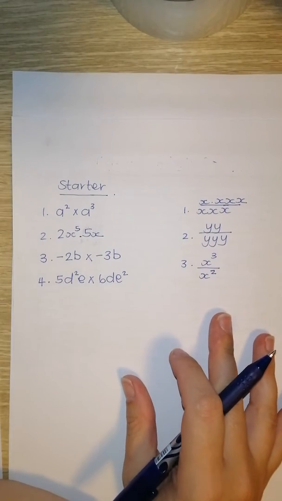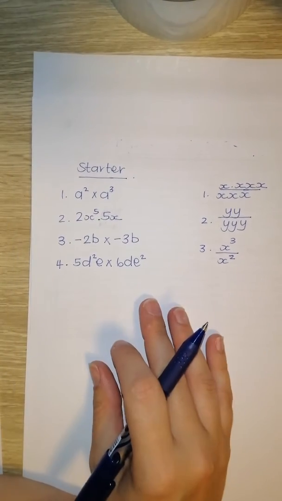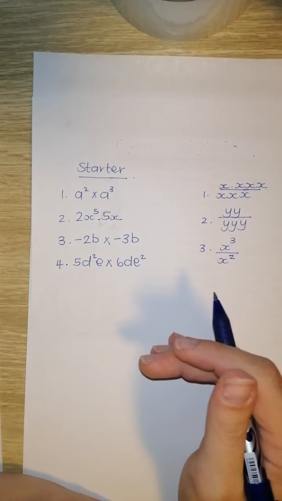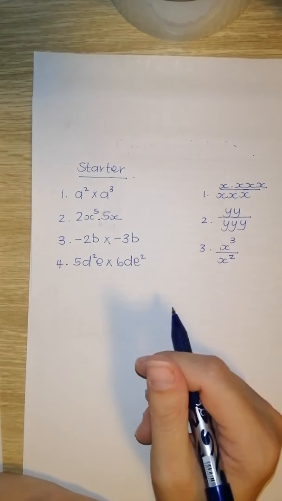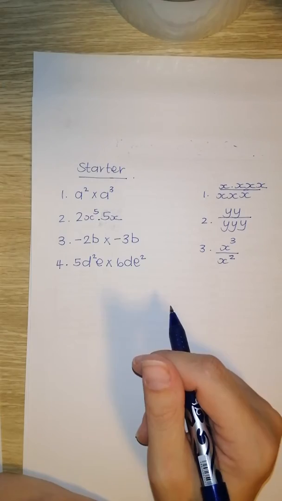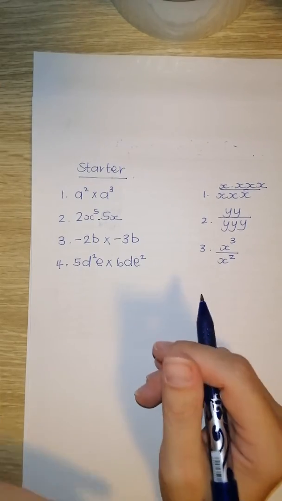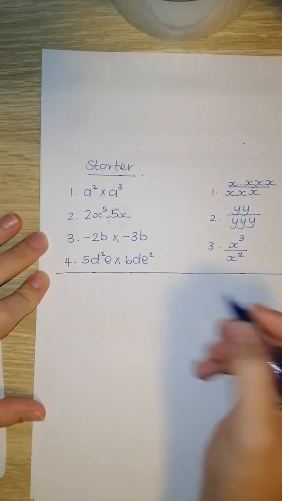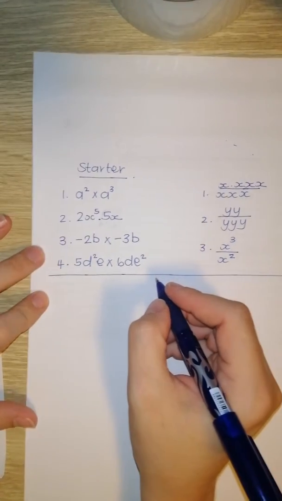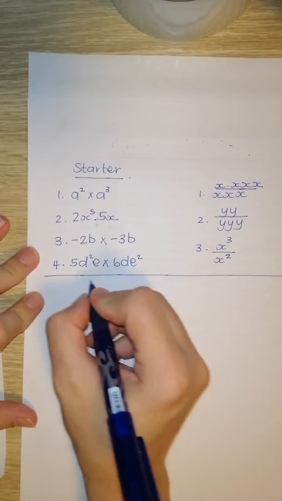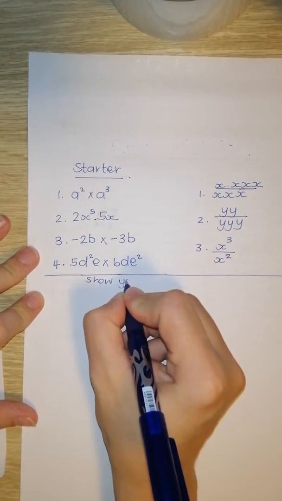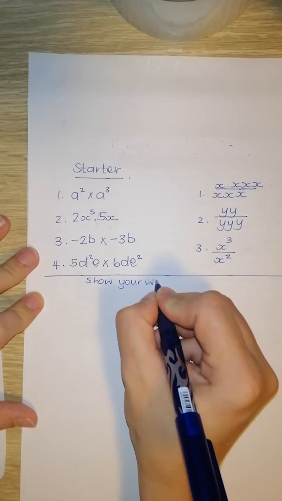Okay, I've assumed you've paused this. You've written this down in your book, you've tried each of these questions, and now I would like to go through each one of these with you. So the first question, I would like you to remember that when you solve these questions, you always have to show your working. So please show your working where needed.